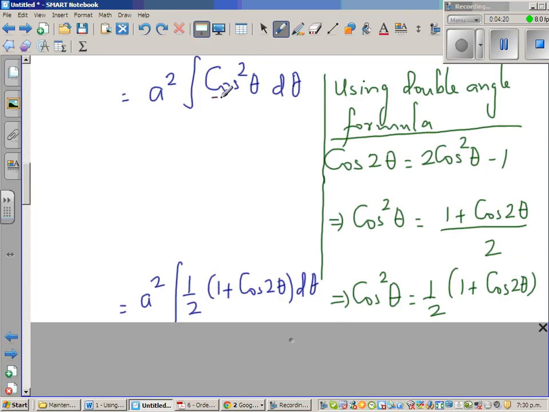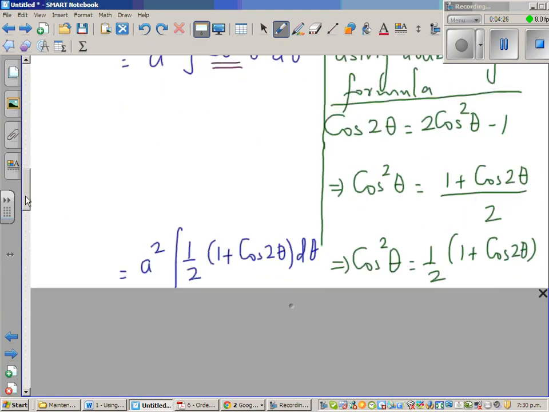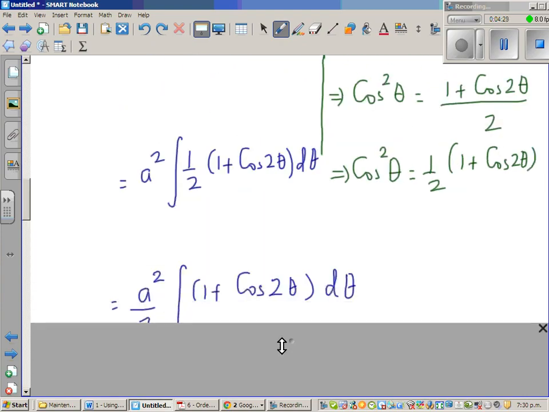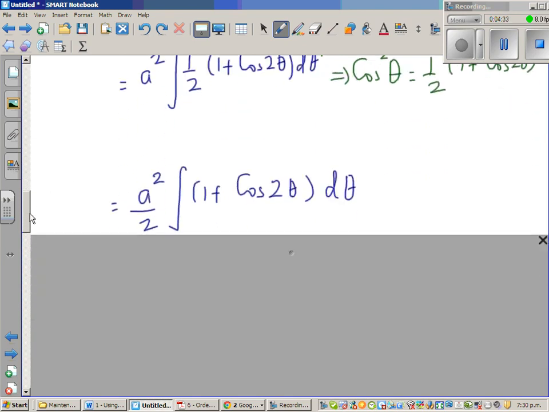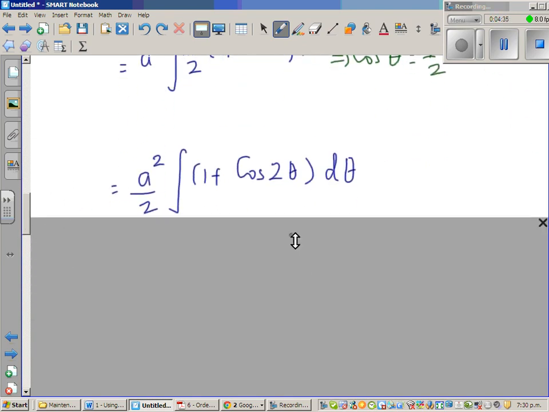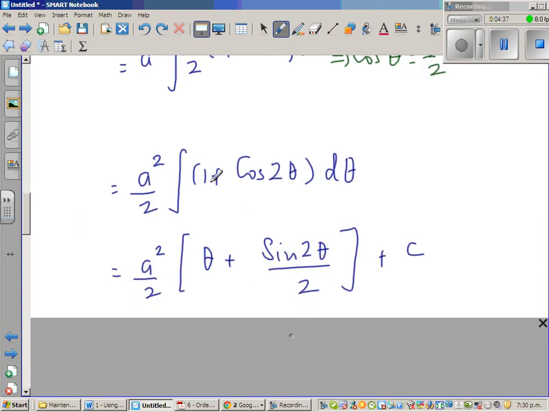So in place of cos squared, I have put half times 1 plus cos 2 theta d theta. Now you can factor out the half, so that's a squared over 2. This is called a power reduction formula. And now integrating, the integration of 1 with respect to theta is theta, plus the integration of cos 2 theta is sine 2 theta over 2 plus c, which is the constant of integration.